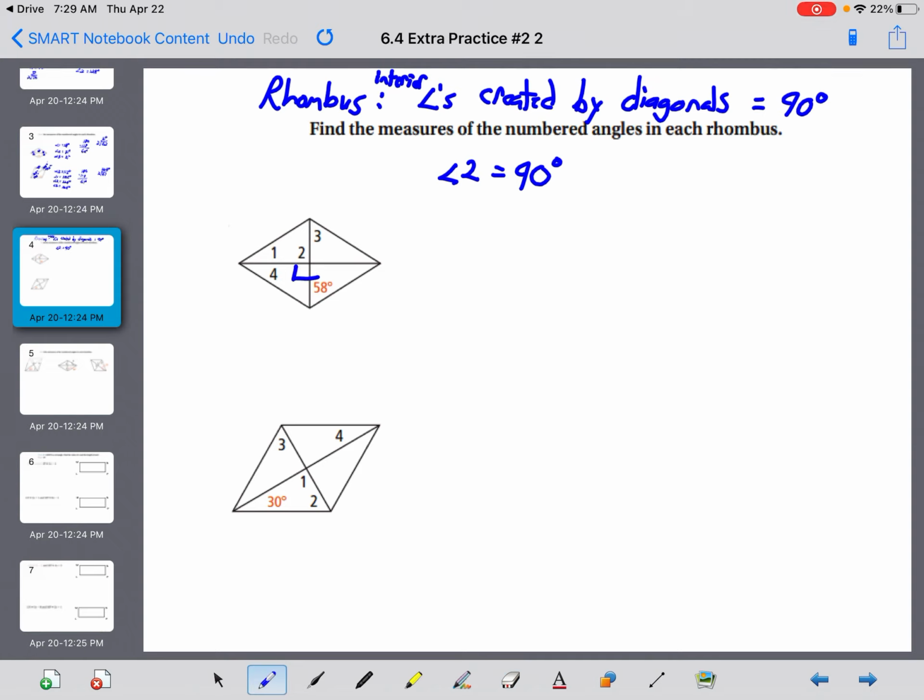All right, so we have all of our 90-degree angles in the center here. We know that this side is 58, which means that these top two are 58. And all we need to figure out is what angle 1 and angle 4 are.